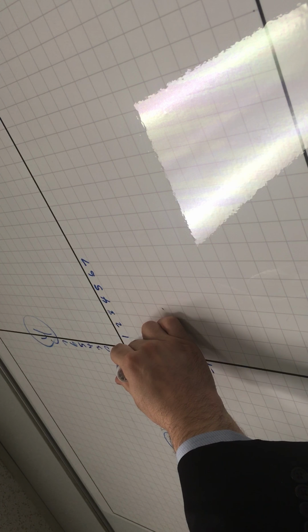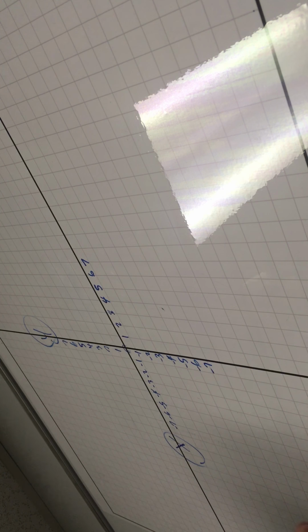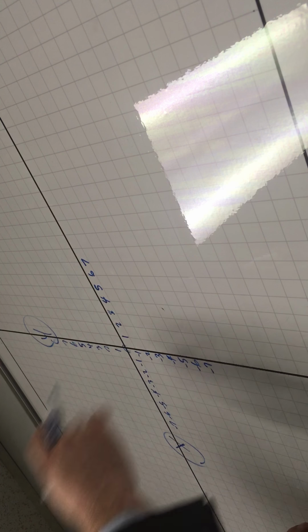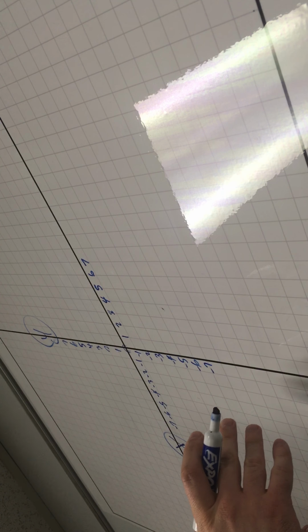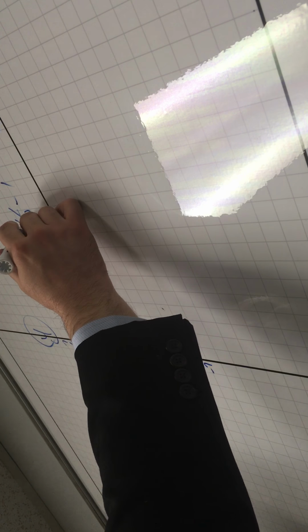Okay, and as you move one direction or another based on the sign of the number, you'll know where to go and put your point on. All right. So if I was going to, like I did before with the example earlier, say I was supposed to find point 4 comma negative 1.